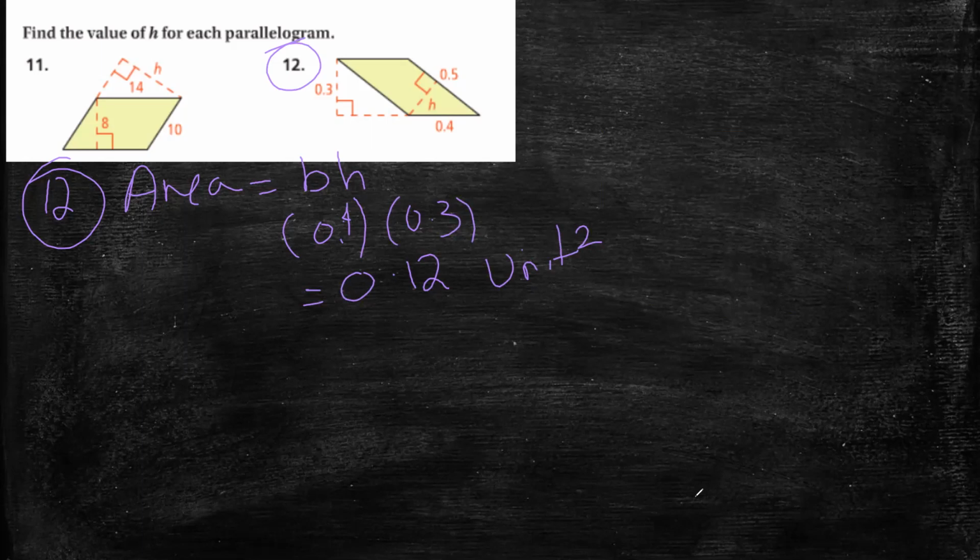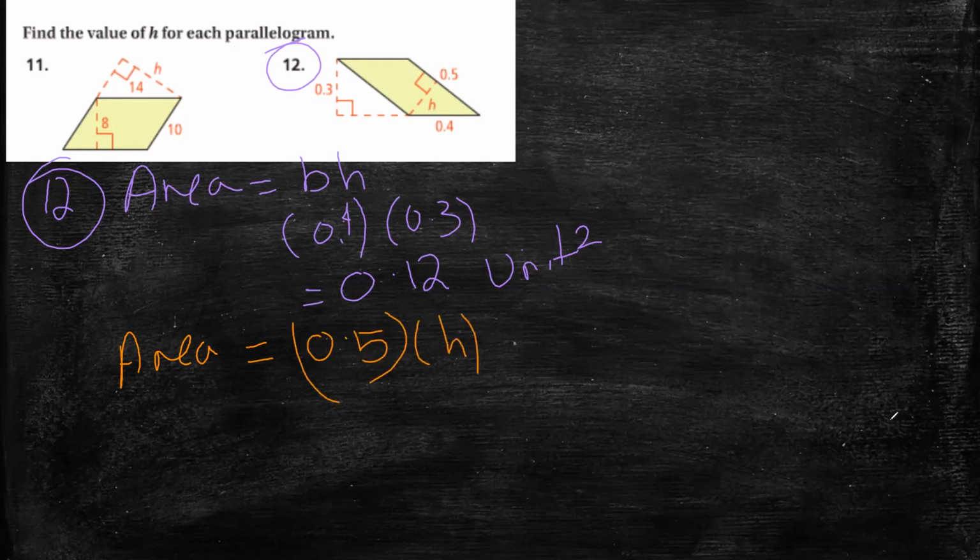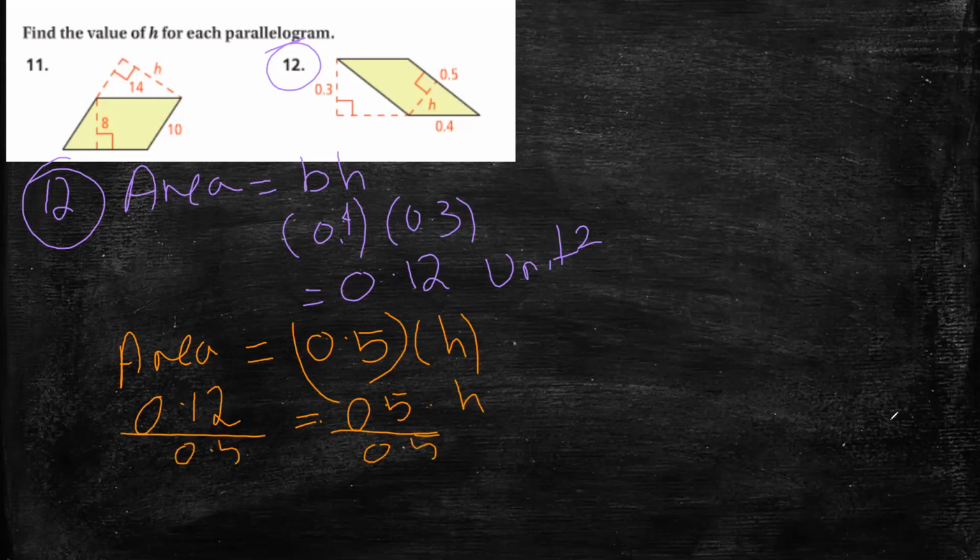Thank you. Now, I want Yara. Yes, Yara. Can you please give me another way to find the area of this parallelogram? 0.5h equals 0.12 times h. Thank you. And we have the same area, so I can say the area 0.12 equals 0.5 times h. Divide by 0.5, divide by 0.5. You can find it now. It is equal to 0.24. So the height now is 0.24 units.